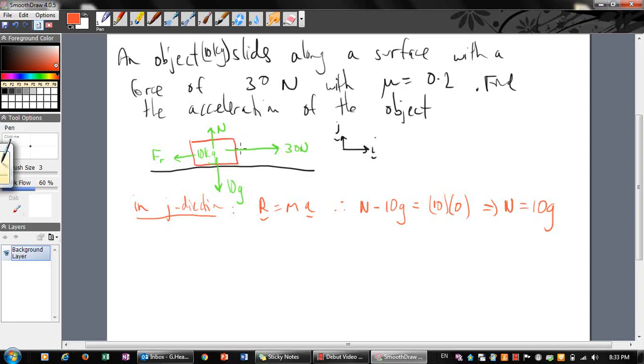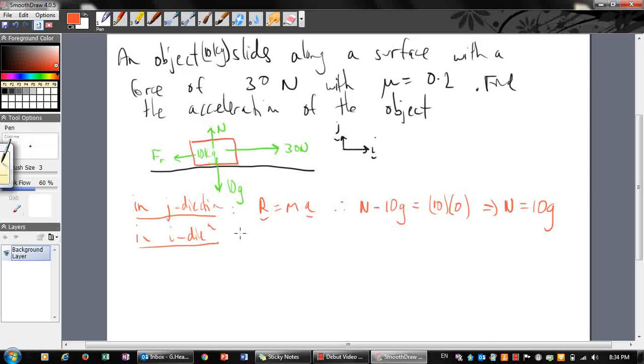Now, a lot of people on these sorts of questions just go straight to writing N equals 10G, and that's fine, as long as you are sure there's no vertical components. If this 30 Newton force was going up on an angle or something like that, then you've got some component in the vertical direction. You need to be really careful. In this case, N is just equal to 10G.